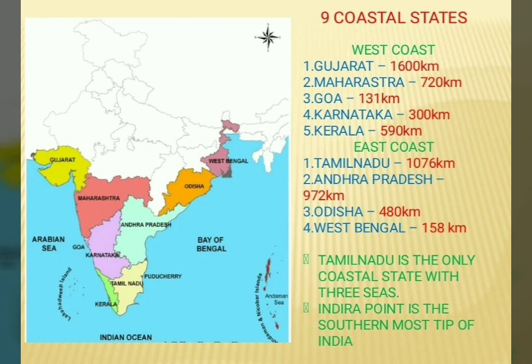There are 9 coastal states in India. The states on west coast are called western coastal states. They are Gujarat, Maharashtra, Goa, Karnataka, and Kerala. The states on east coast are called eastern coastal states. They are Tamil Nadu, Andhra Pradesh, Odisha, and West Bengal. Out of the 9 states, Gujarat is the longest coastal state. Tamil Nadu is the only coastal state with 3 seas.